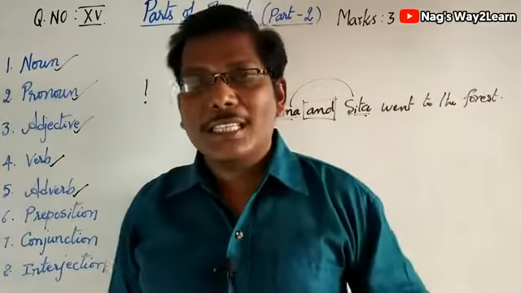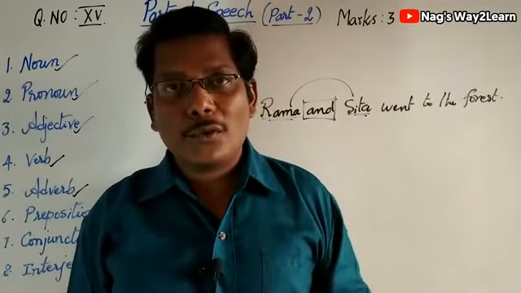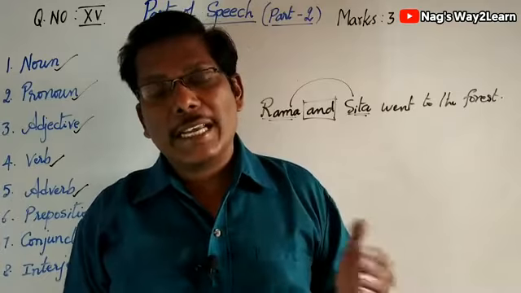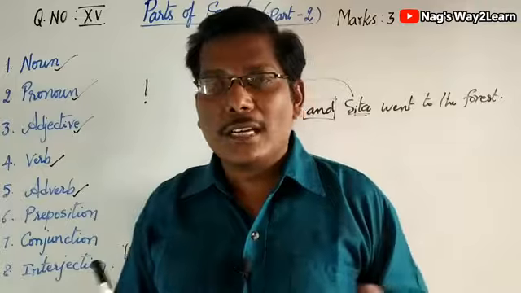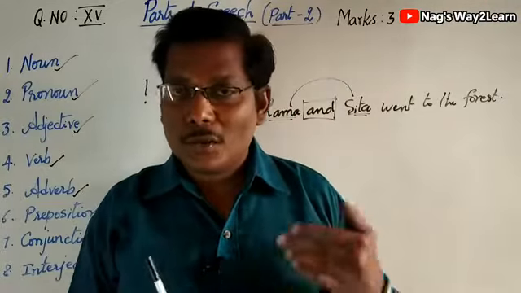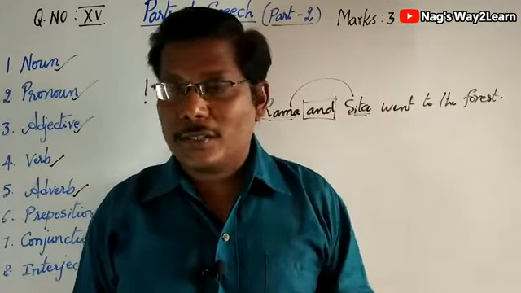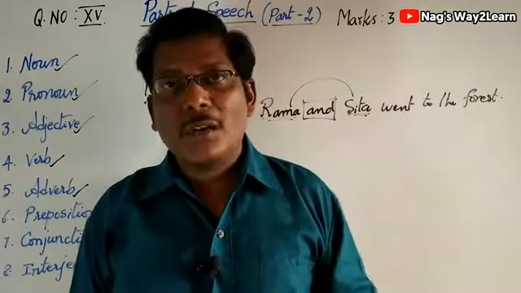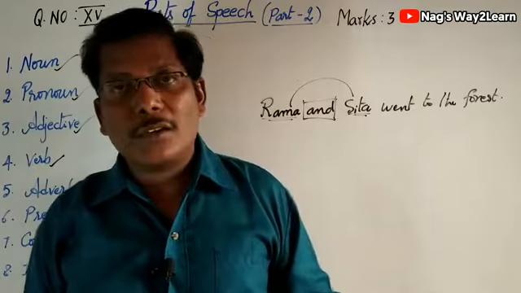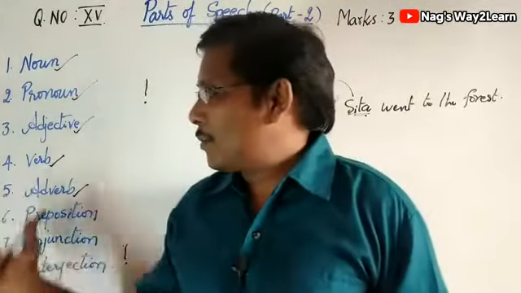Preposition shows the relation of a noun or a pronoun with another noun or an adjective or a verb. And conjunction. A conjunction connects two words or two sentences or two phrases or two clauses. And next, interjection. Interjection is some sudden expression or feeling because of some happiness or sadness. So these are 8 parts of speech.